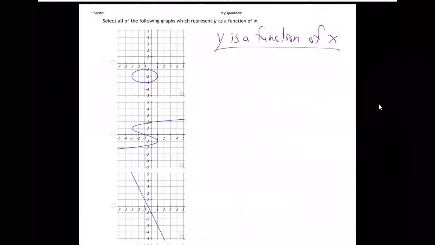Well, let's give that a try. So there's a vertical line that hits 2 points. So not a function. Here's a vertical line that hits 3 places. So it's not a function.